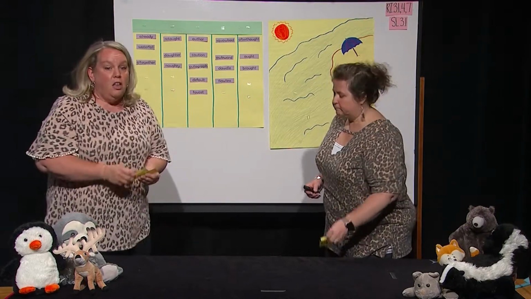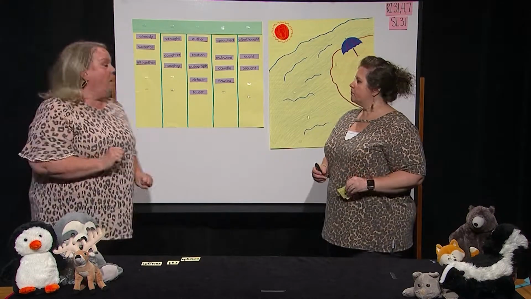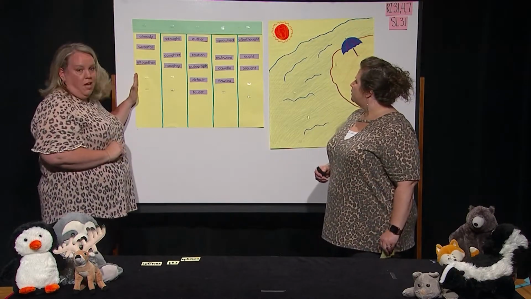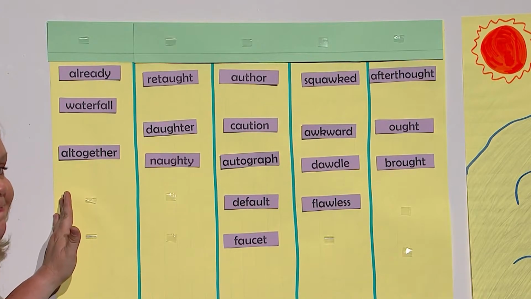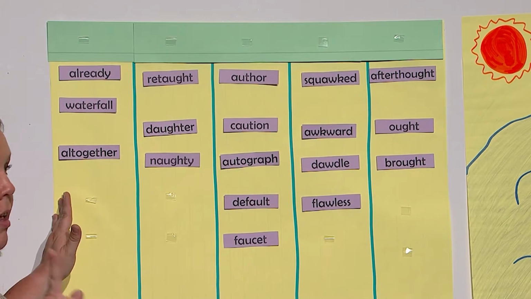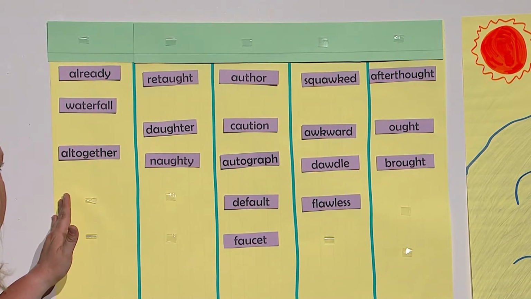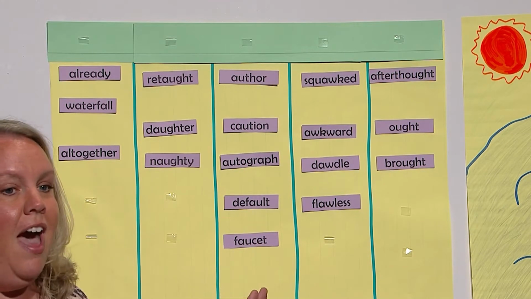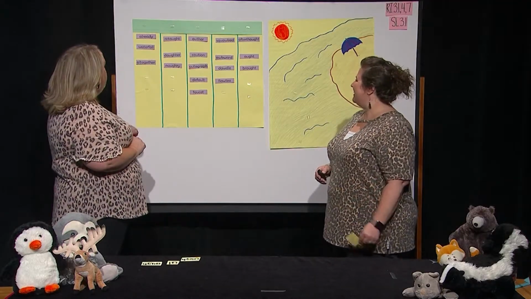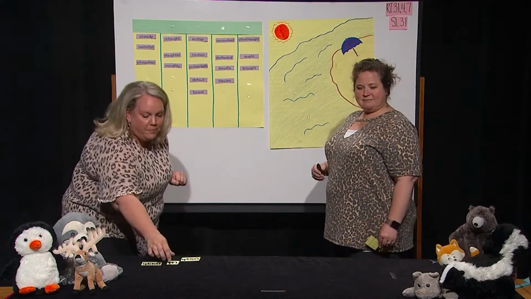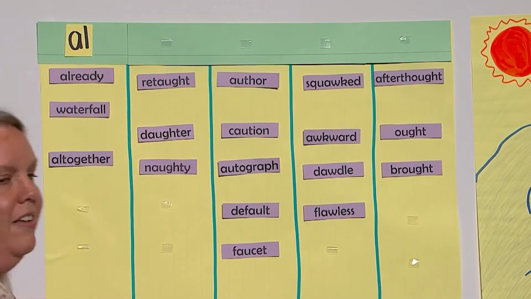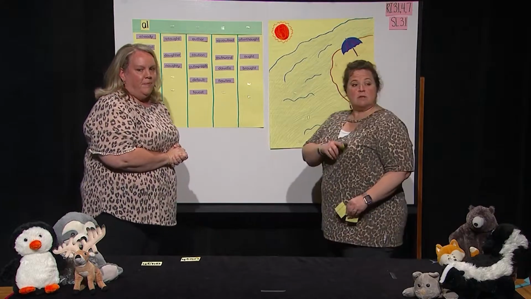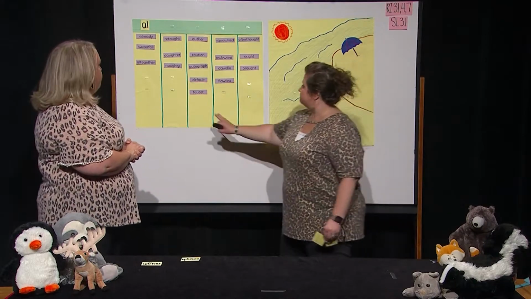All right, scholars, let's look at this first column. How would we label this group of words? Remember, look for the common spelling. Common spelling. There you go. I heard it. We're going to label this with AL. You have it. And we have it right here. Awesome.